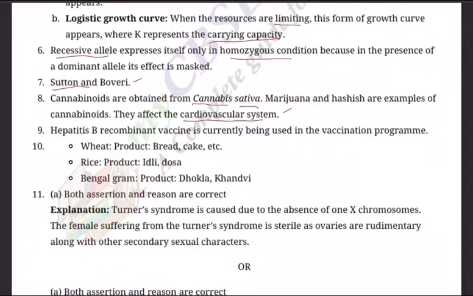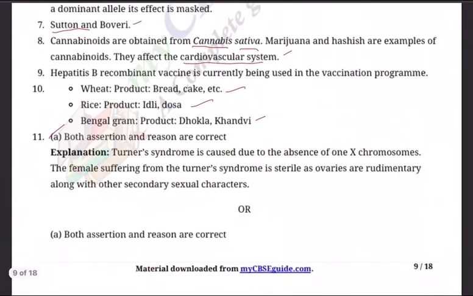Question 10. Name some Indian traditional foods made up of wheat, rice and Bengal gram or their products which involve the use of microbes. Wheat products are bread and cake, rice products are idli and dosa, and Bengal gram products, of course, are dhokla and khandvi. Question 11. Assertion reasoning is there.